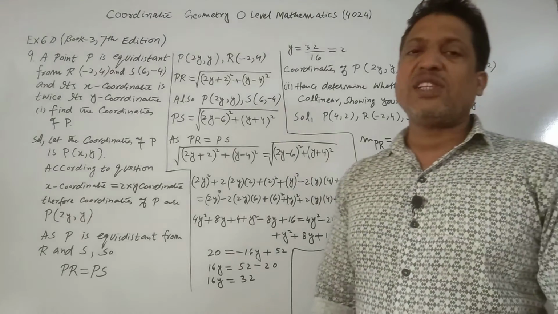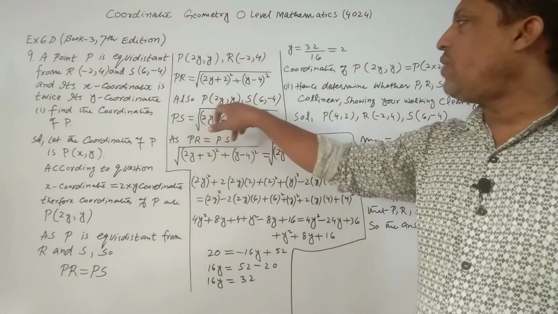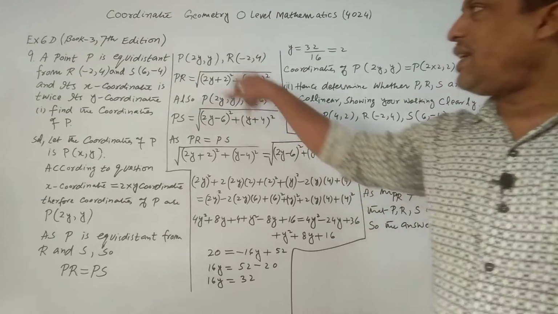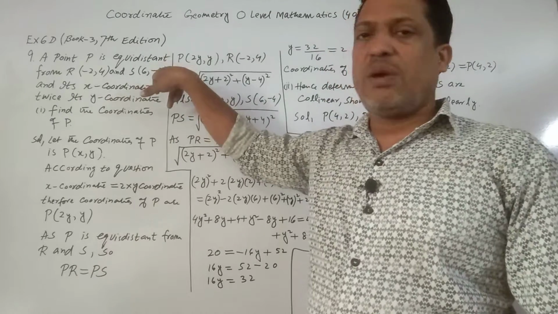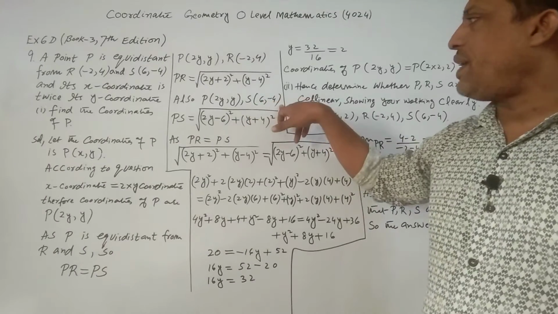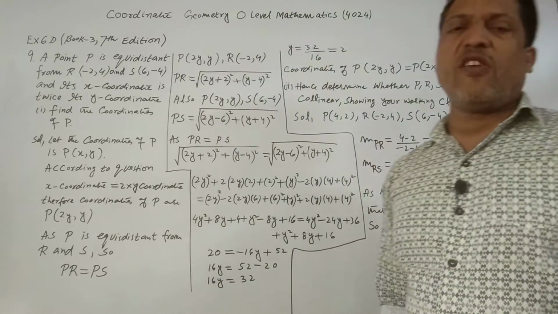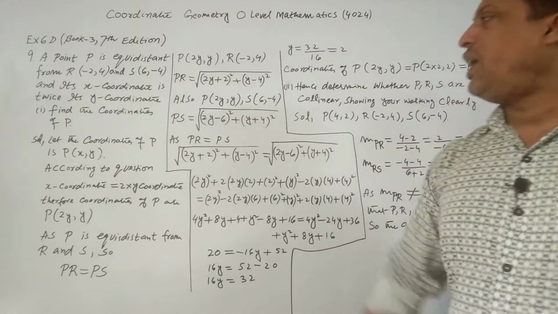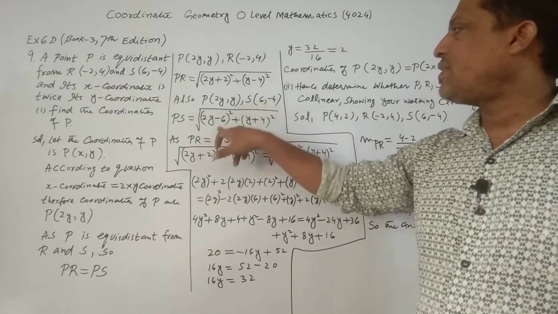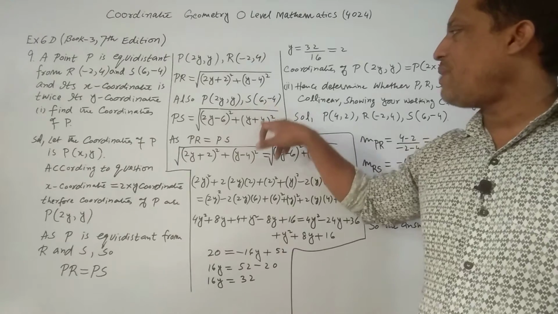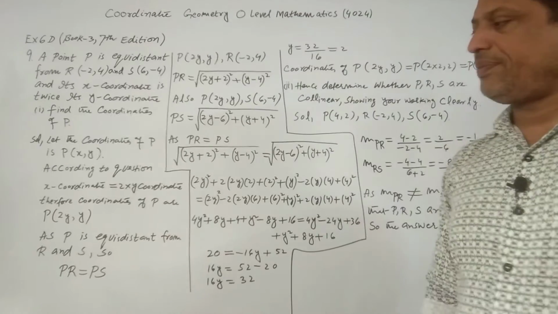Now find the distance PS. What is P? (2y, y). What is S? S is given as (6, -4). Find the distance of P and S by using the distance formula. PS is the square root of (2y minus 6) whole square plus (y plus 4) whole square.